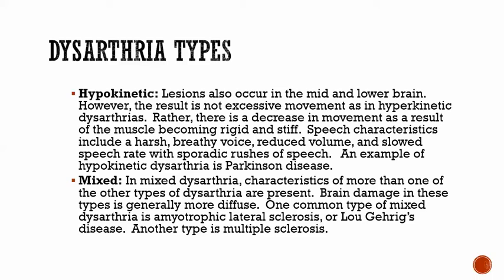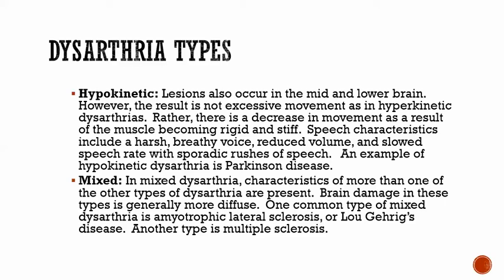In hypokinetic dysarthria, the lesions are also in the mid and lower brain, but the result is not excessive movement. Instead, you're going to have a decrease in movement as a result of the muscles becoming rigid and stiff. An example of a hypokinetic dysarthria is Parkinson's disease.